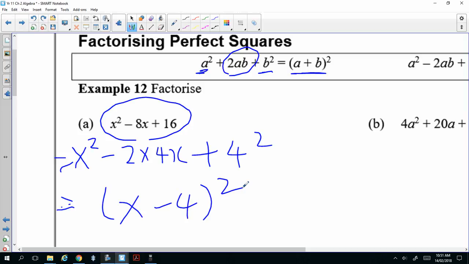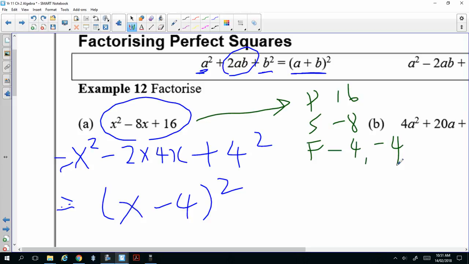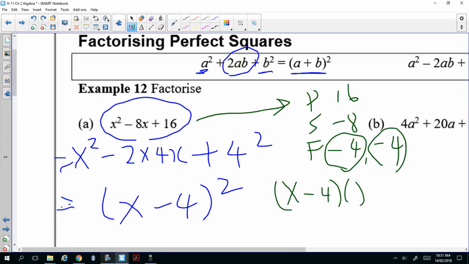Or if you can't remember this, you can always use the PSF. So just go product is 16, negative 8, so it will be negative 4, negative 4. So notice that if they're perfect square, the factors are always the same. So you go x minus 4, which is same as the perfect square. Okay? You can do it this way. So whenever you get the same factors, means it's going to be a perfect square. Okay? Because you get the same brackets, same thing in each bracket.